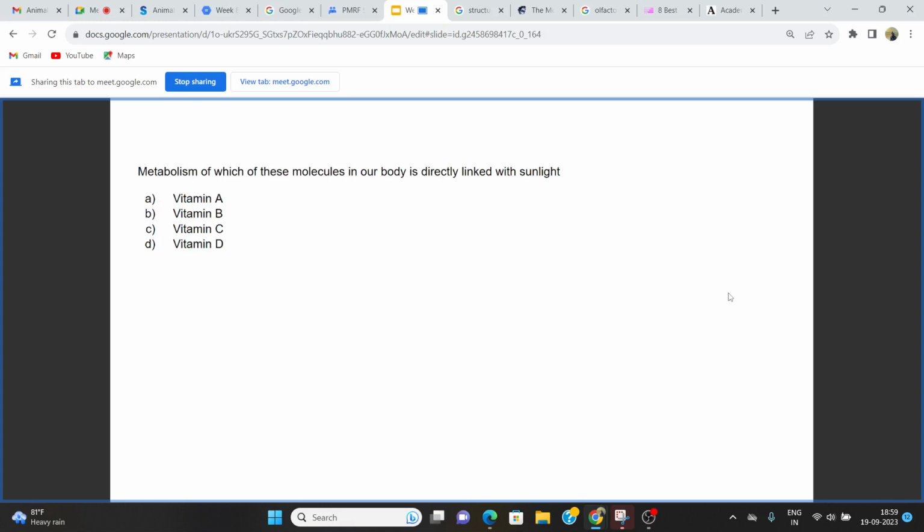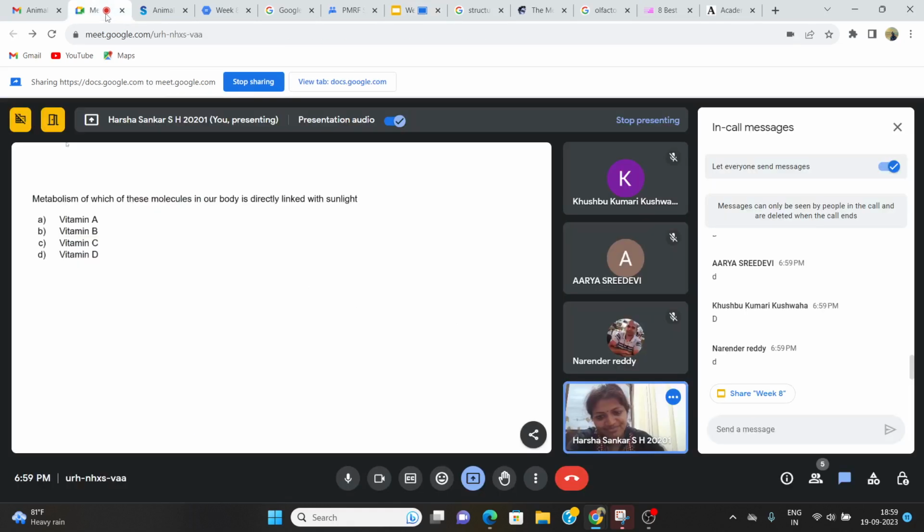Which of the following in our body is directly linked with sunlight? Vitamin A, vitamin B, vitamin C and vitamin D. Vitamin D is the correct answer.